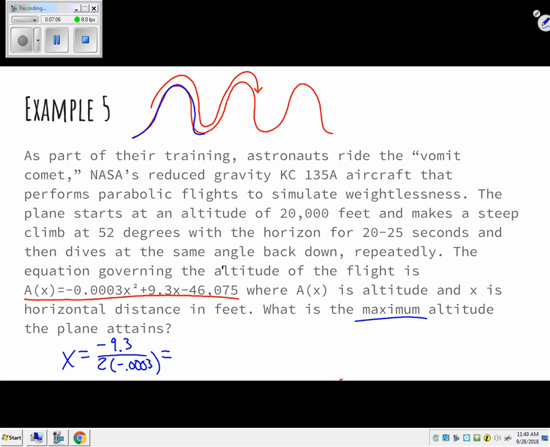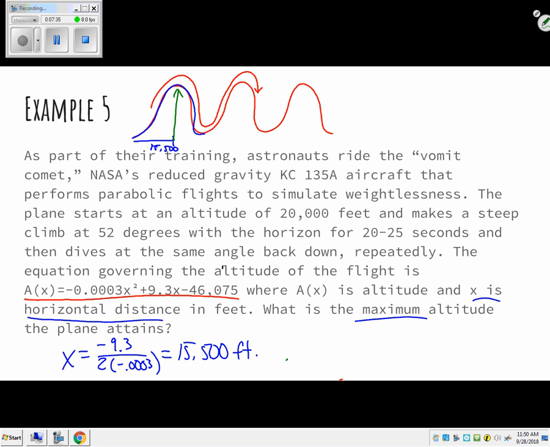Plug this into my calculator. It gives me 15,500 feet. But keep in mind, that's my x. And x is the horizontal distance. So actually that 15,500 tells me how far into the trip I reach this maximum height. I want to find that maximum height. So I want to find the second coordinate of this vertex.